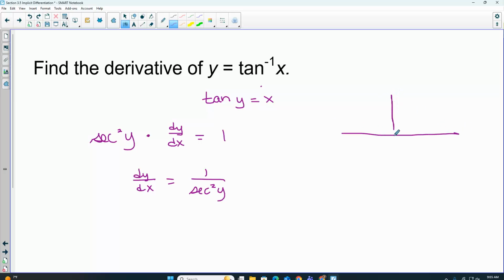So that's where the triangle comes into play. Tangent of y, so my angle is y, is x. Tangent is opposite over adjacent. So my opposite side is x, my adjacent is 1. So then we can do Pythagorean theorem. 1 squared plus x squared equals c squared. So my missing side is the square root of 1 plus x squared.